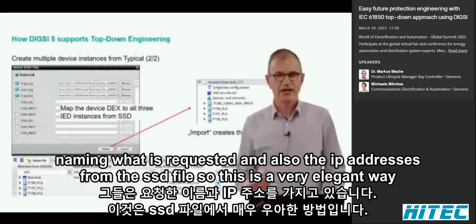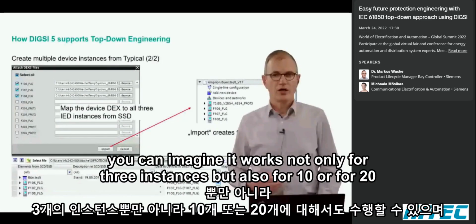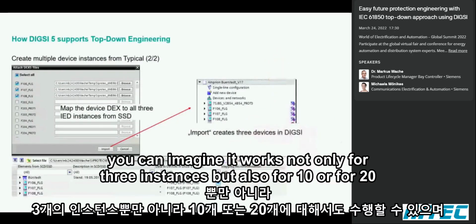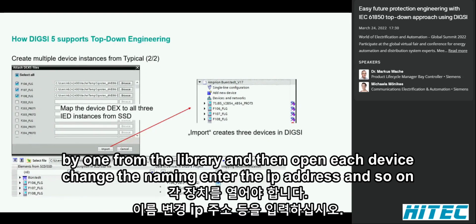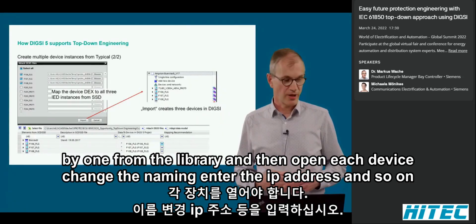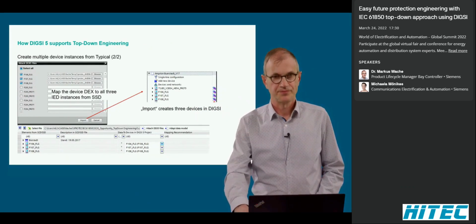So this is a very elegant way. You can imagine it works not only for 3 instances, but also for 10 or for 20. And this saves a lot of work where you otherwise would need to copy the device or create it one by one from the library, and then open each device, change the naming, enter the IP address, and so on.